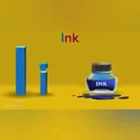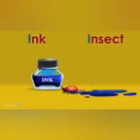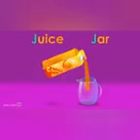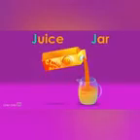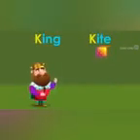I for ink and I for insect. J for juice, J for jar. K for king and K for kite. L for lamb, L for leaf.